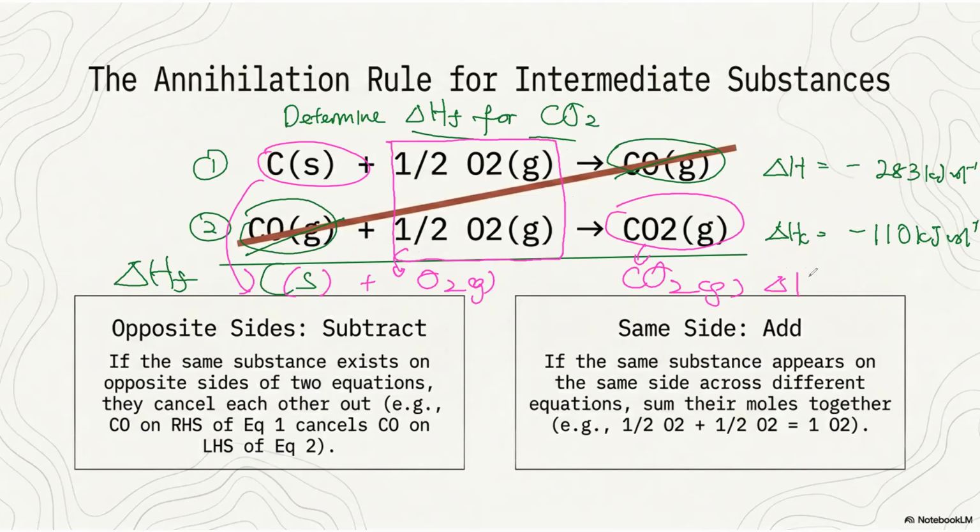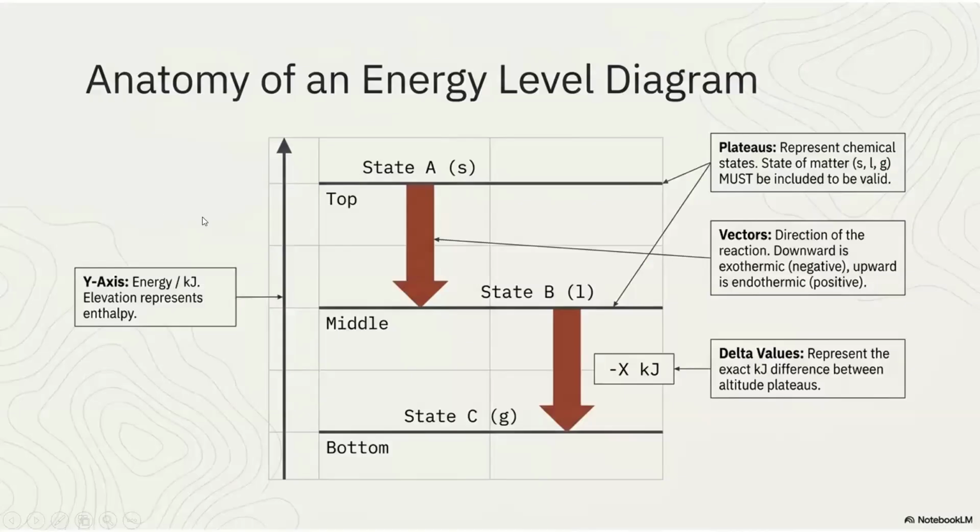So the enthalpy change of formation for carbon dioxide is the summation of the enthalpy changes, therefore negative 393 kilojoule per mole. Other than solving using Hess's law, this process can be explained in the form of an energy level diagram. So how are we going to express the energy level diagram for this one?